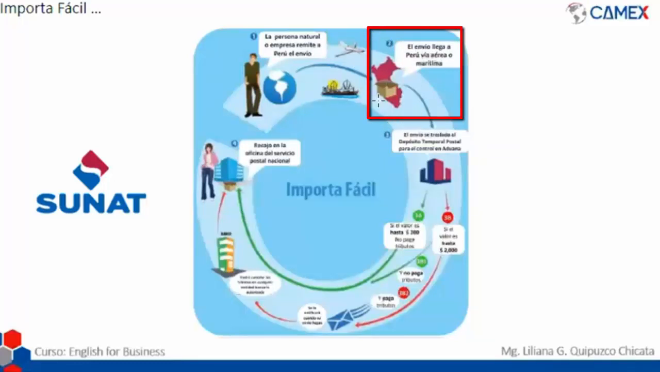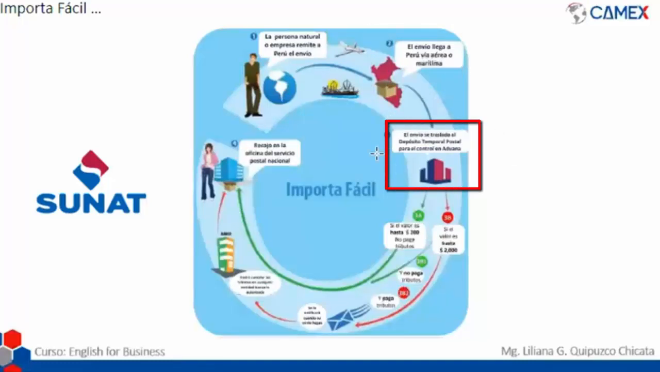Then, once the product gets here, it's going to be translated to a postal deposit, a temporary postal deposit, so customs can do the checkings on the product. Now, if the product is less or up to $200, you don't pay duties, so it goes just straight to the local postal office for you to pick it up, or for the mailman to take it to your house if you put your address in the right way.